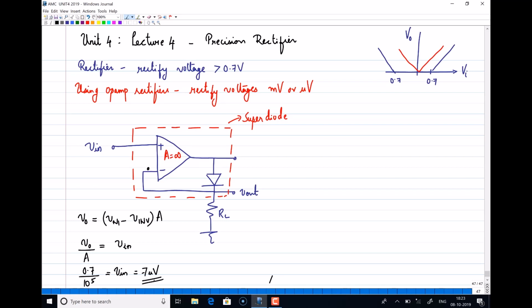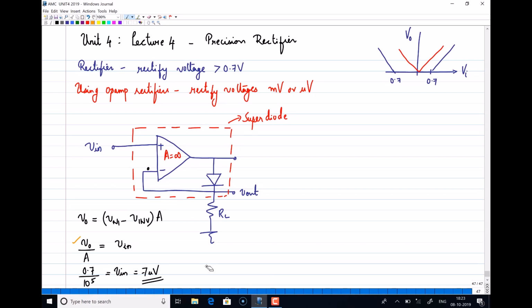So what I have done is I have placed a diode in the negative feedback loop of an op-amp, and the diode equation is valid there. My output is actually a finite value, so I can apply the virtual short property. Now, assuming initially the output is 0, I can write V naught by A as V in. That means V in can be as small as 7 microvolt, and for even that low voltage you will get an output voltage which is a rectified output voltage. So that is the basic idea of a super diode.